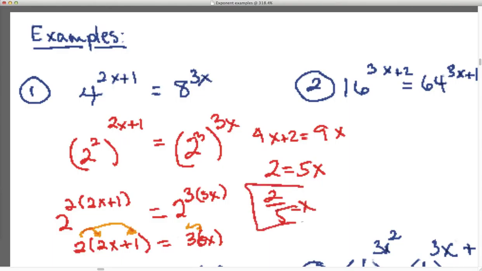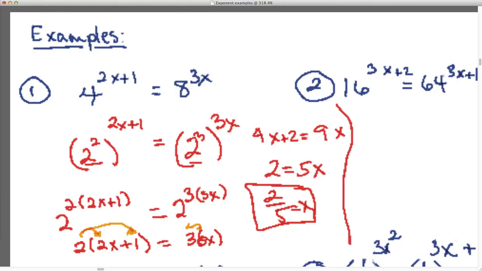Alright? So again, what did we do? We tried to find that same base. In this case it was 2. Then we multiply the exponents, distribute through, and set the exponents equal to each other. Solve for x. Okay, let's try it again.